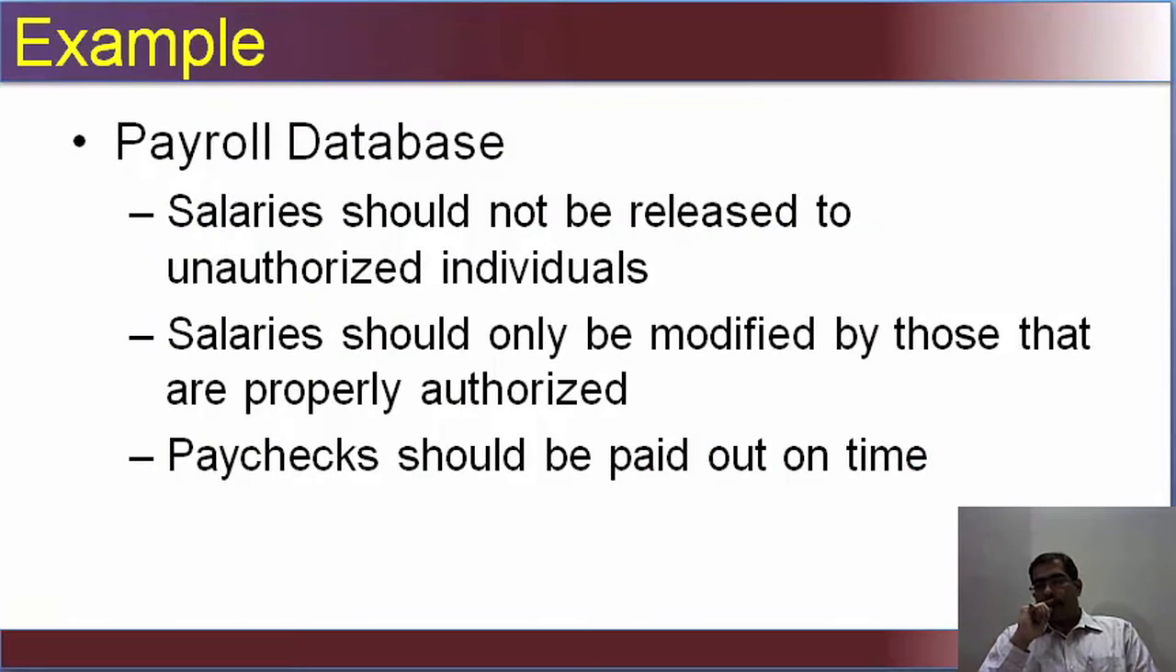Let's see a simple example. Let's consider a payroll database. The salaries should not be released to unauthorized individuals. Nobody else should know what the other is drawing, the database itself. Then salaries should be only modified by those who are properly authorized to do so. And then paychecks should be paid on time. So in this example, you can have, let's say that there are 20 employees in an organization.